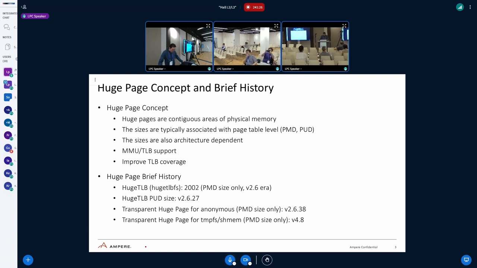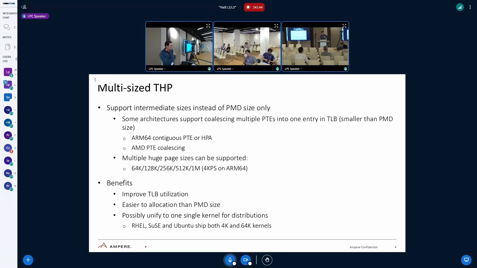We have transparent huge pages, a continuous memory, in PMD size only. And then we have the page cache and the parallel memory. Actually, multi-size THP is what we call an intermediate size instead of PMD size. It means a smaller size than PMD size, with some architectures capitalizing on multiple PTE entries, a bit smaller than PMD size. For example, ARM64 with contiguous PTE on hardware.